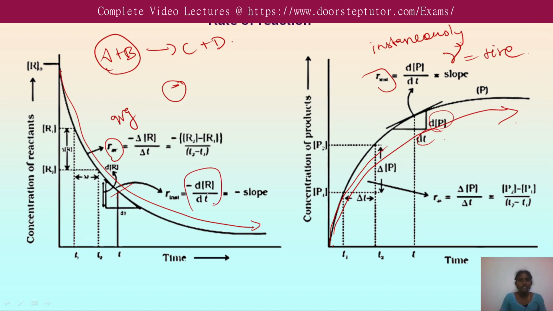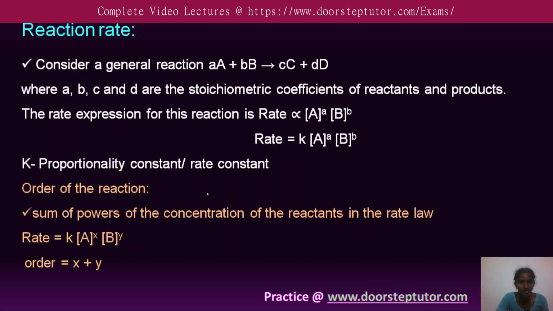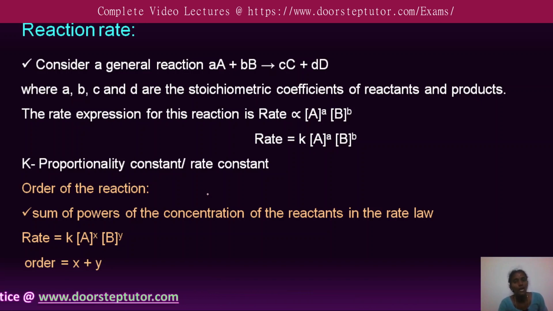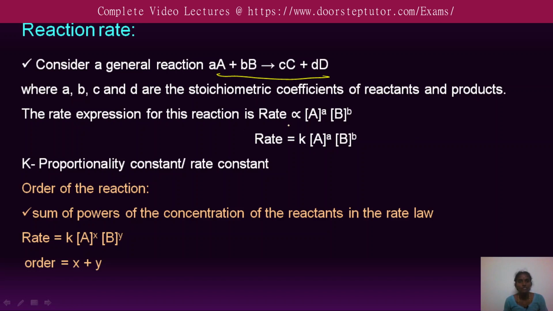Based on this reaction rate, one can explain the order of the reactant too, and also how the rate can be expressed. That is, if reactants A and B produce the products C and D, then we express the reaction rate as proportional to the molar concentration of A and B to the power of their stoichiometric coefficients. Equating this, we include the proportionality constant or the rate constant k.